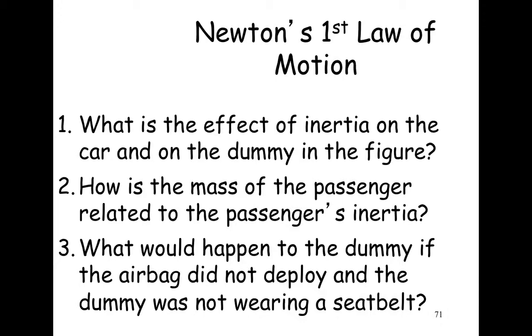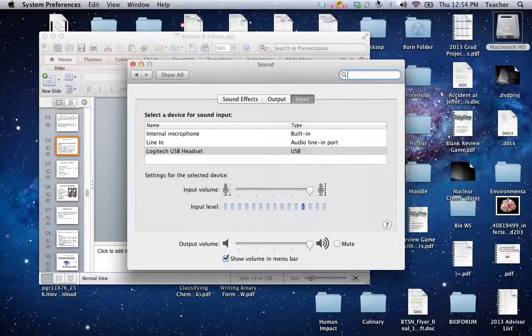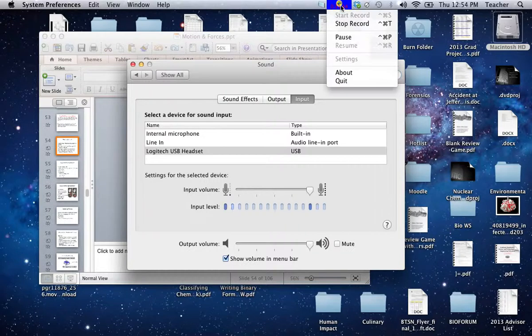All right, so that wraps up the idea behind force and Newton's first law. And in the next section, in the next lesson, we will actually talk about Newton's second law of motion.